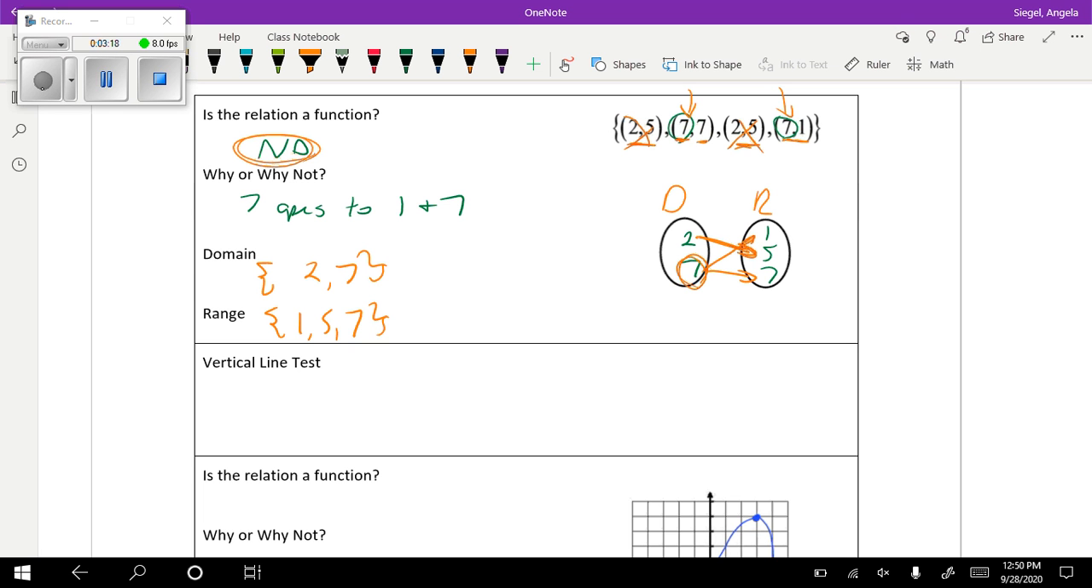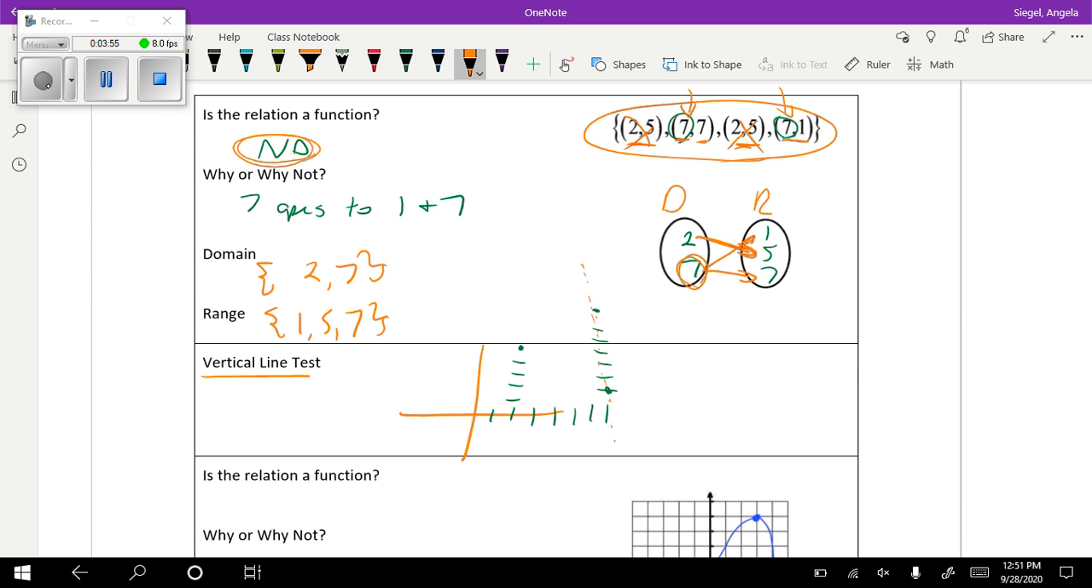This is a review of algebra 2 or even algebra. So I'll take this example. We have 2, 5. We have 7, 7. 2, 5 again, and then 7, 1. If I drew a vertical line and everything was perfect, these would be right on top of each other. So this does not pass the vertical line test, therefore it is not a function.